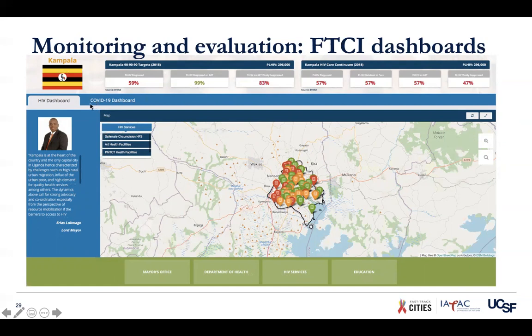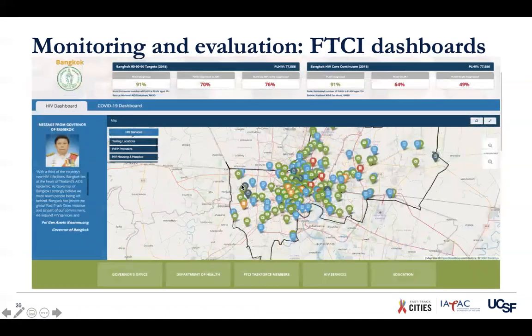So it's only 59% of people who have been diagnosed. Almost all of them are in therapy, and a high proportion are suppressed. Here we are in Bangkok, looking at the exact same thing, 91% diagnosed, 70% on therapy. So there's a big drop off there, and 76% suppressed. Okay.